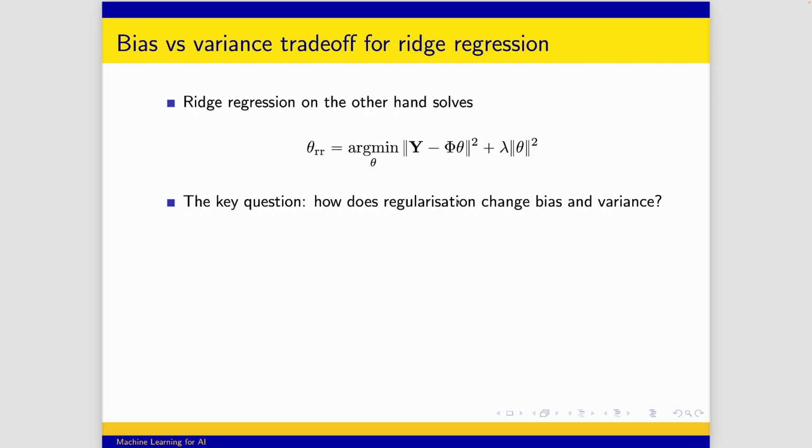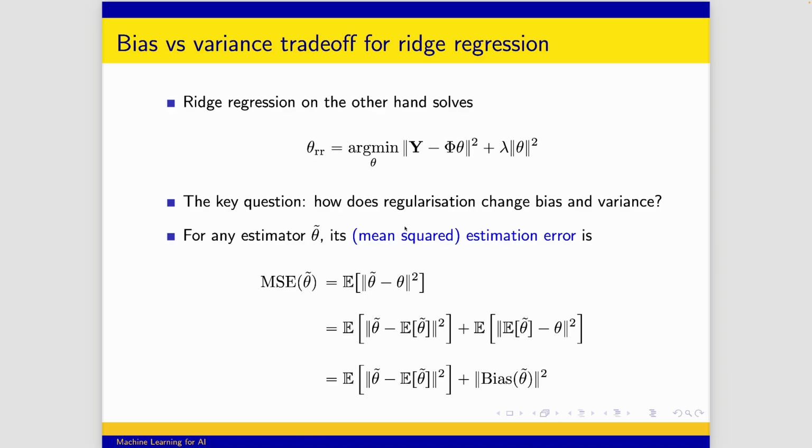We have variance, but we have zero bias. So what happens in the case of ridge regression? Our regularization that we're going to focus on is precisely this regularization, ridge regression.